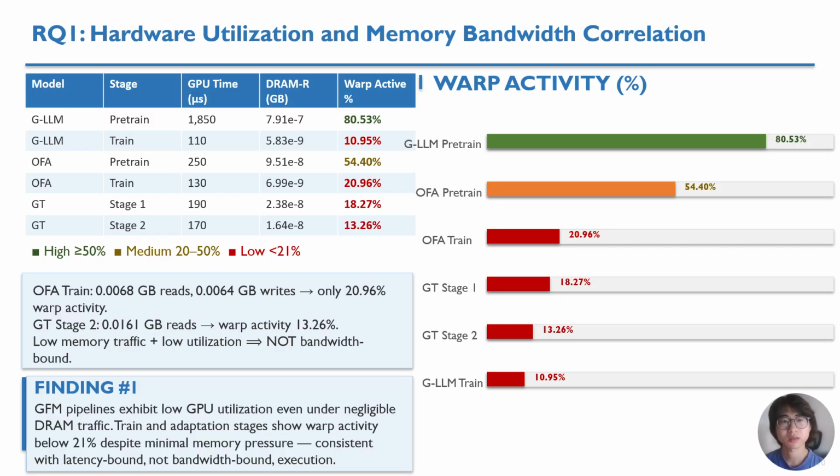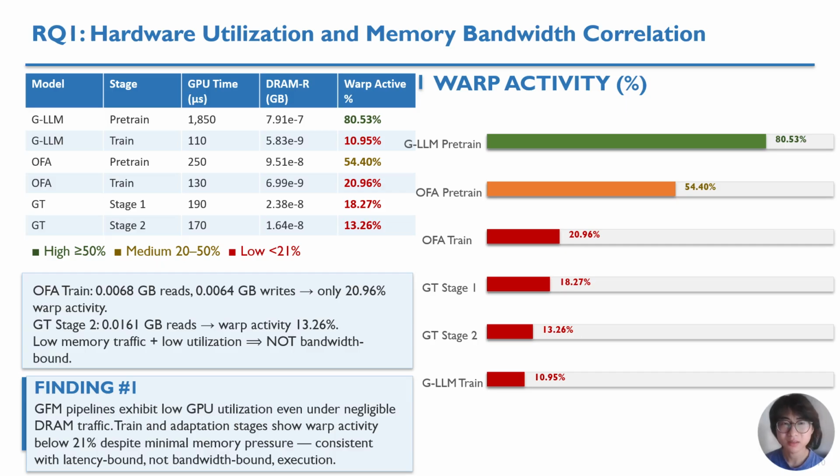So here's our answer to research question 1, the relationship between hardware utilization and memory bandwidth. Look at the table. GraphLLM's pre-train stage achieves around 80% warp activity, which is very healthy. But most other stages are much lower. OFA training is only 20%, and GT stage 2 drops to 13%. The critical observation is that those low utilization stages also have very low memory traffic.